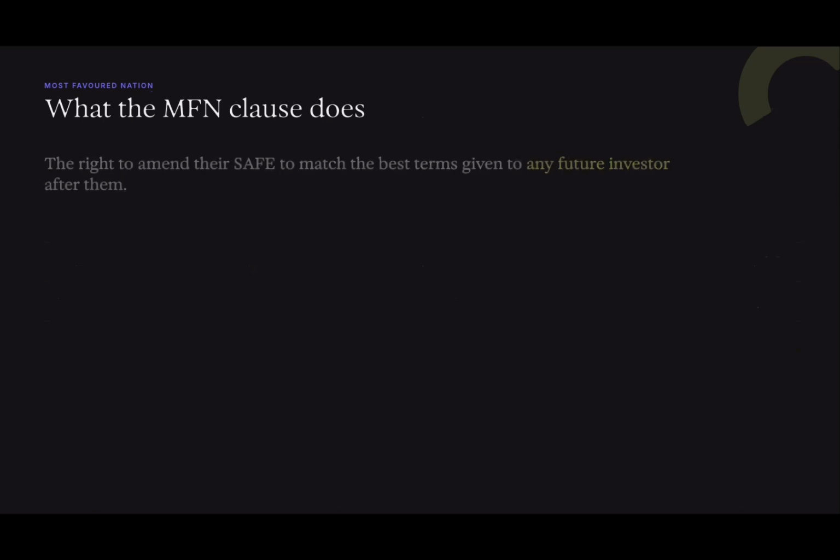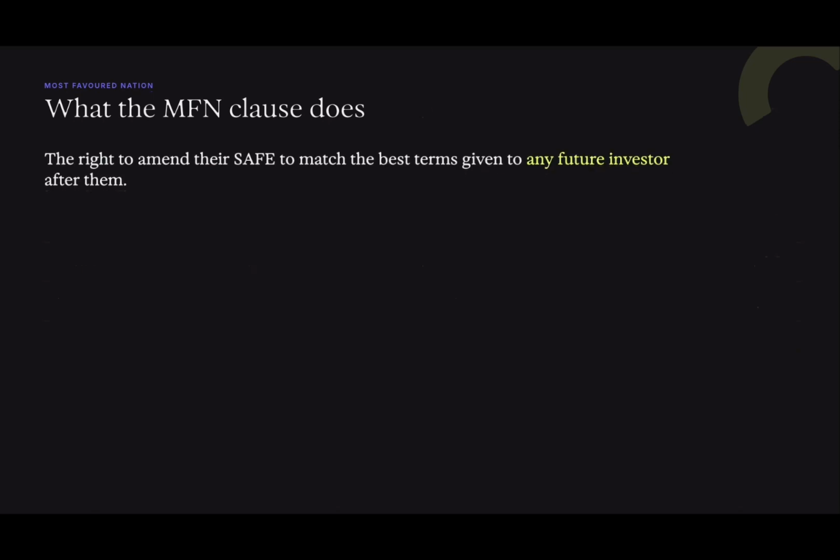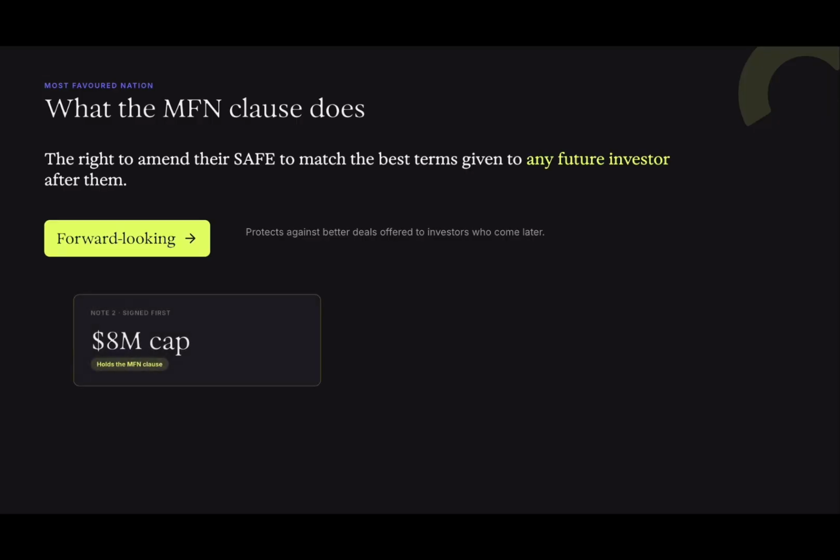MFN stands for Most Favored Nation. When an investor holds an MFN clause, it means they have the right to amend their safe to match the best terms given to any future safe investor after them. This is forward-looking. The MFN investor is protecting themselves against better terms being offered to someone who comes after them. Note 2 was signed first at an $8 million cap. 6 months later, Note 3 was issued at a $4 million cap, a better deal for that investor. Note 2's MFN clause triggers. Note 2 amends its cap from 8 million down to 4 million, matching the terms of Note 3.